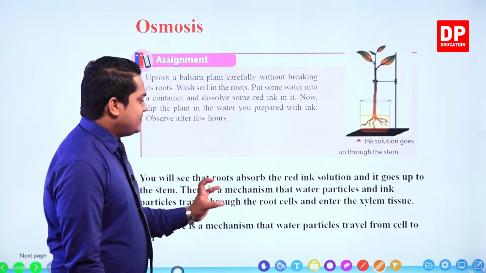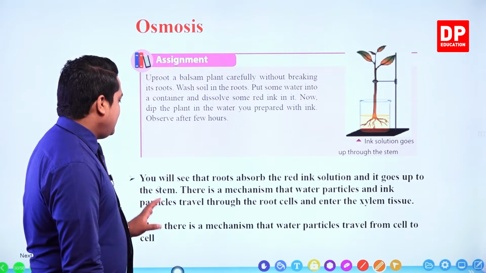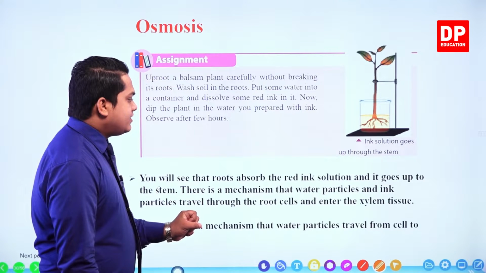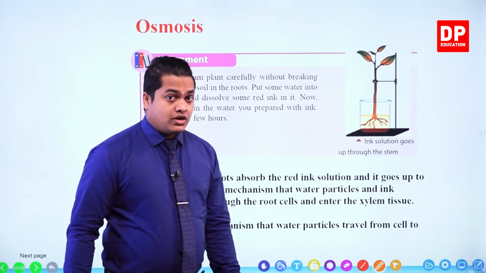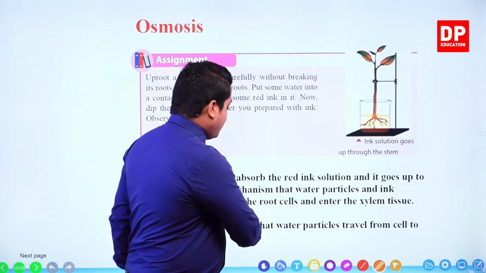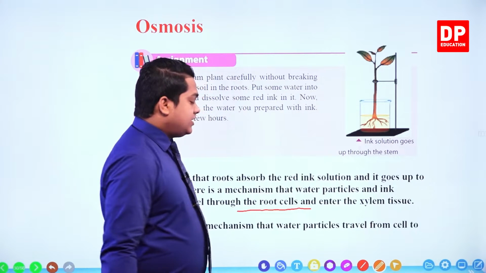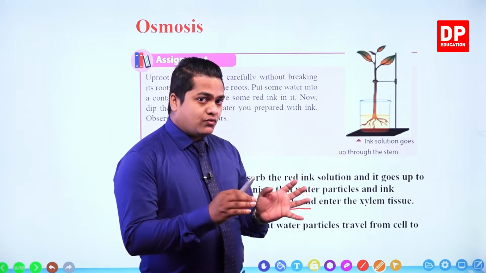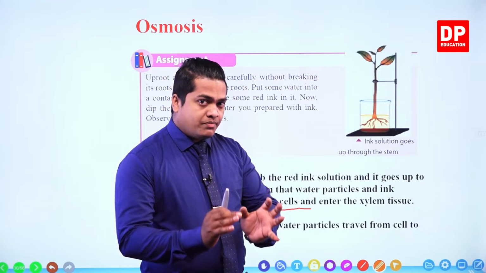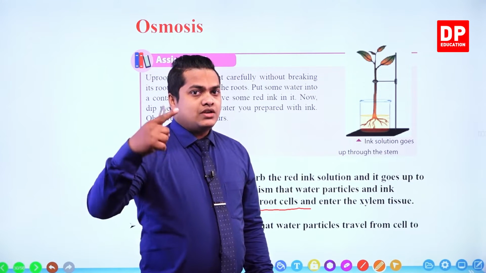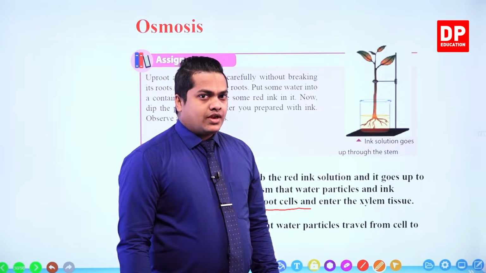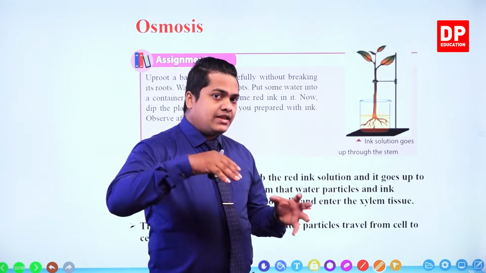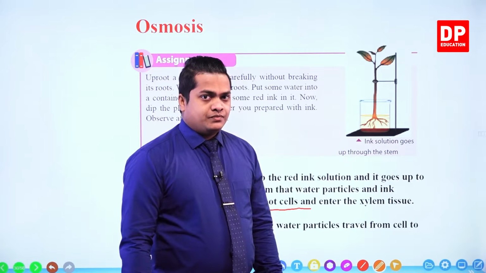There is a mechanism by which water particles and ink particles travel through root cells and enter the xylem tissue. Like I told earlier, there is some special method by which the water is transported from one root cell to another, and from that one to another, and to the xylem tissue. First of all, water should travel from one cell to another and then after that to the xylem tissue.